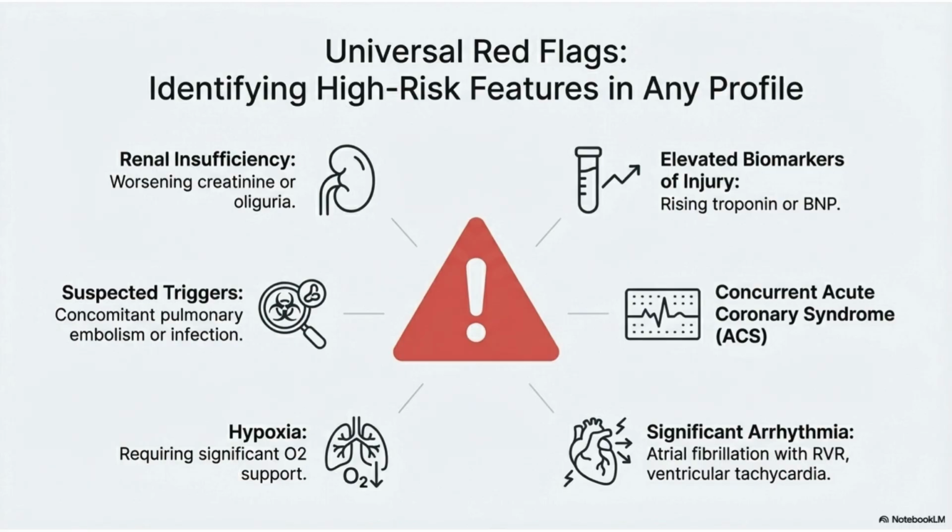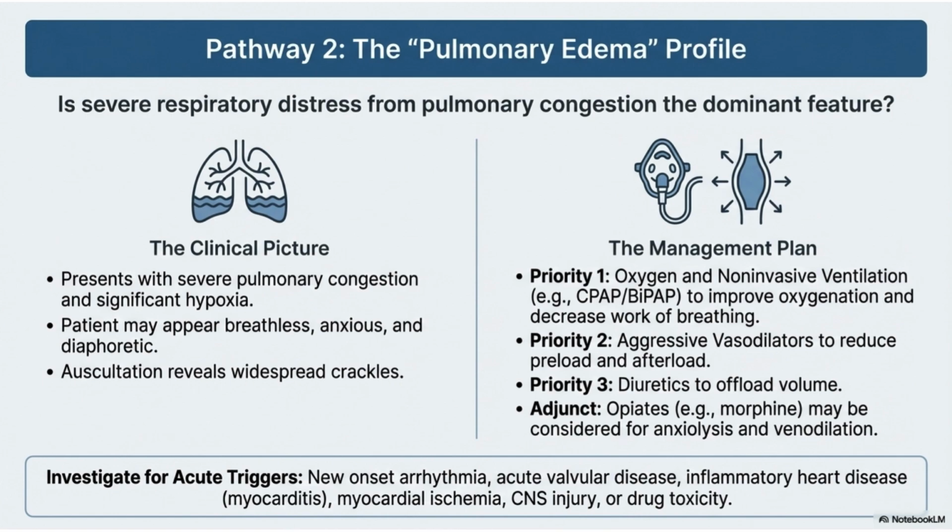So let's transition now pretty sharply to something more immediately threatening than even typical ADHF. We're moving into a severe acute congestion crisis. This is the second syndrome, pulmonary edema. And this is a true life or death scenario. The patient is in extremis. So what's the key clinical feature here?